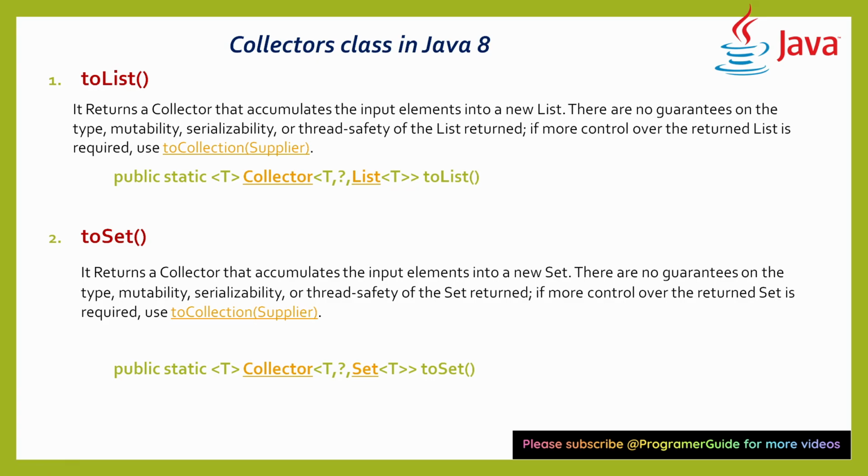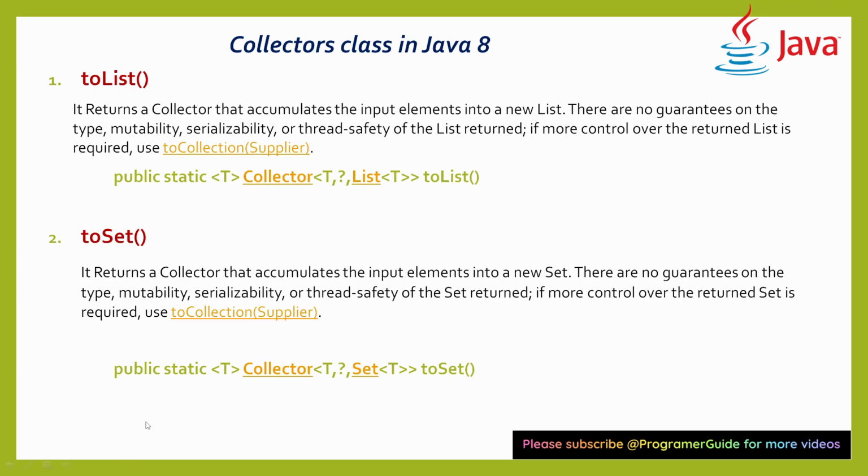toSet returns a collector that accumulates input elements into a new set. Why are you going to use a set? Because you are not going to allow duplicate data into your result collection. In that case you can use the set. In this toSet method, there are no guarantees on the type, mutability, or serializability of the set returned. If more control over the returned set is required, you can use toCollection.